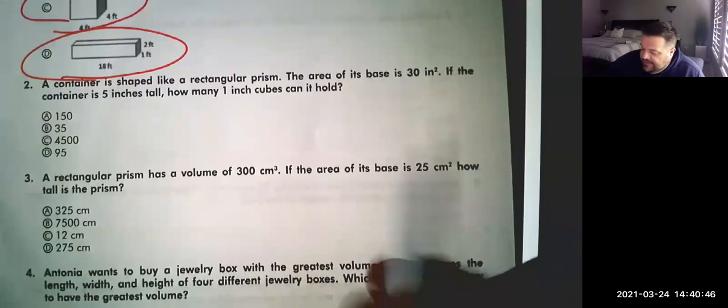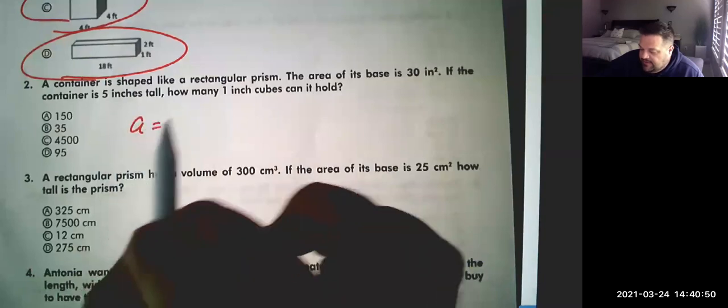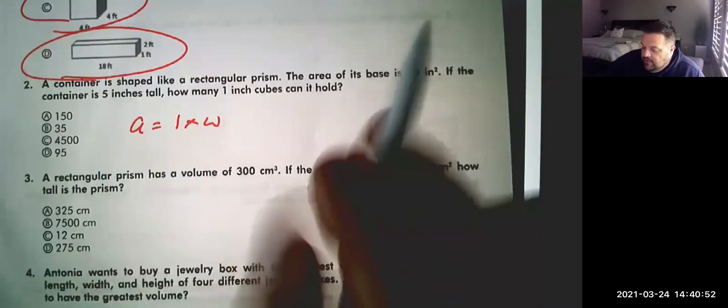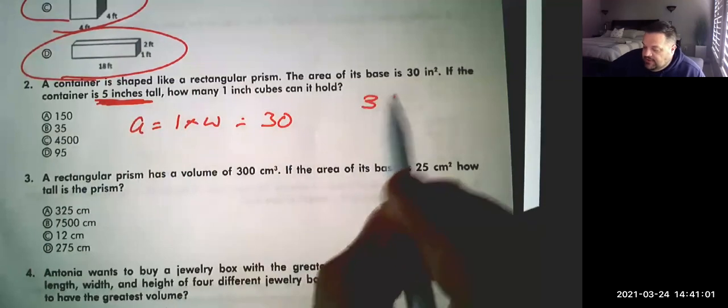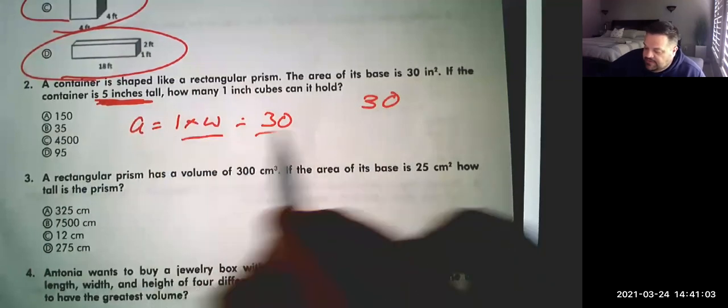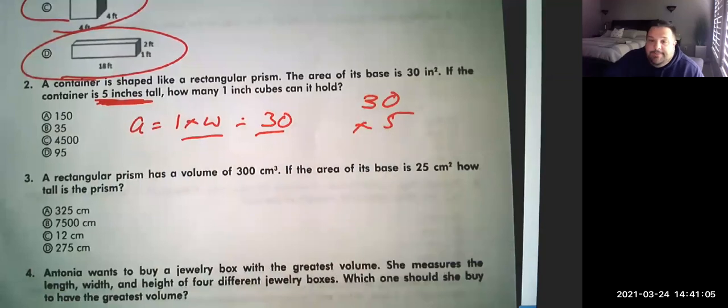So this is saying the area of the base. So remember, area equals your length times your width. So you already know the length and the width equals 30. And then it says it's 5 inches tall, which is the height. So you would just take your length and width, which is 30, times the height. And you should be able to do the rest of that one to get the answer. It's A.